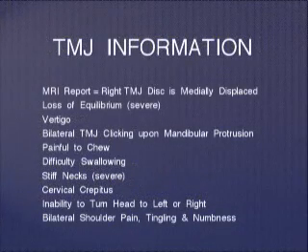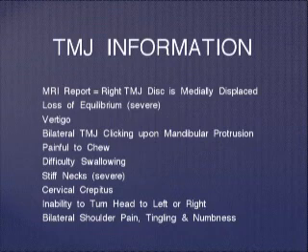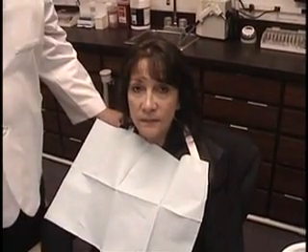Her TMJ report, which we take on every one of these patients, shows her right disc is medially displaced. She has severe loss of equilibrium and vertigo problems. She has bilateral TMJ clicking upon mandibular protrusion and painful to chew, difficulty swallowing, stiff necks, cervical crepitus when she moves her head left and right, inability to turn head to the left or right, bilateral shoulder pain, tingling, and numbness. This is Rose, a patient who presents with Parkinson's disease.